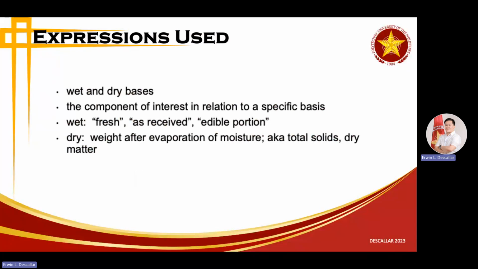Normally, the expression used is wet and dry bases. And this is where confusion arises, regarding what the difference is between wet and dry bases. Because in the board exam class, the question is actually clear. If the question is asking about what is the moisture content wet basis of the potato at this temperature.